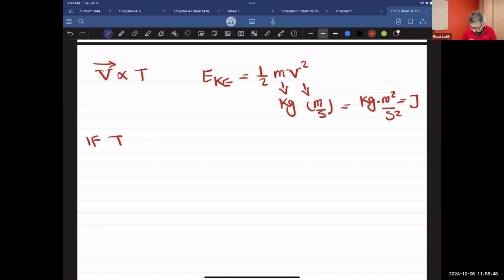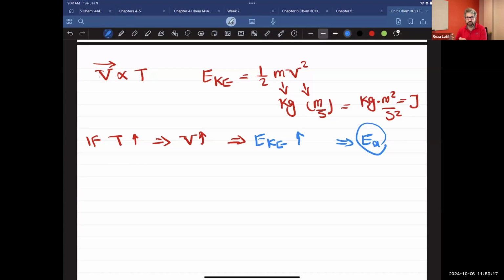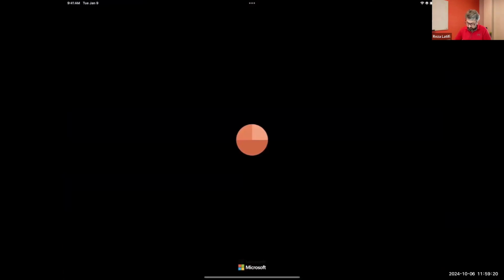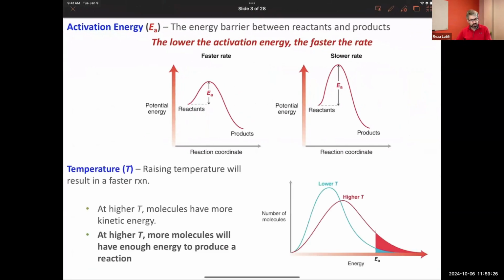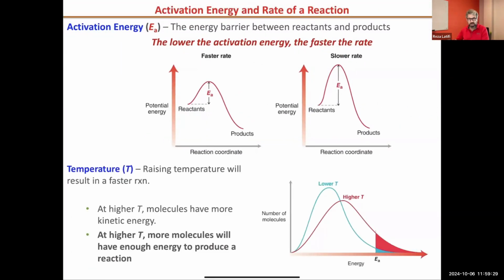If temperature goes up, velocity will go up. That means the kinetic energy will go up. If an object has higher energy, it will move faster. And if that object moves faster, it will get more collisions. More collisions mean a higher chance to meet the activation energy. Remember, we need to meet the activation energy to get the product. So we need to give it enough energy to meet the activation energy.